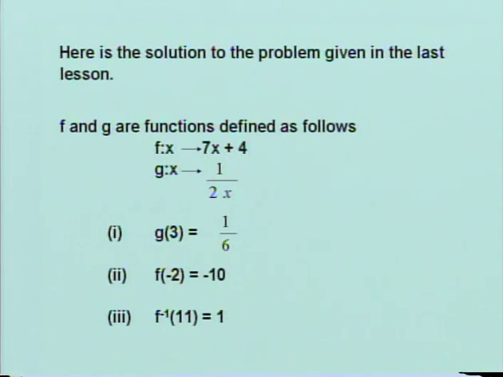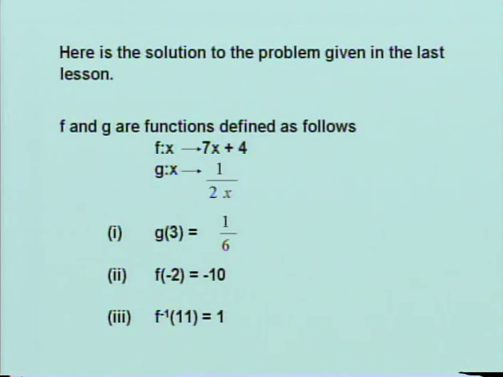We look for the g function. G is 1 over 2x. In the g function, g of 3, we substitute 3 for x. So 1 over 2x will be 1 over 2 times 3, which will be 1 over 6.